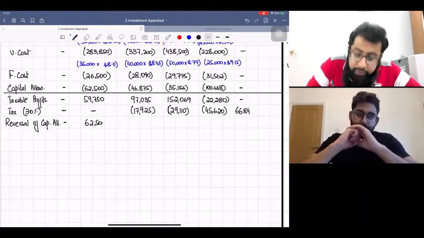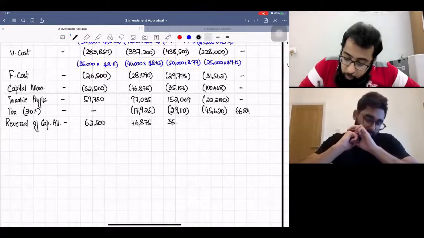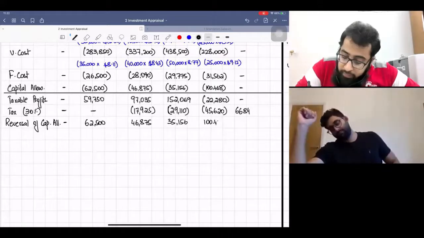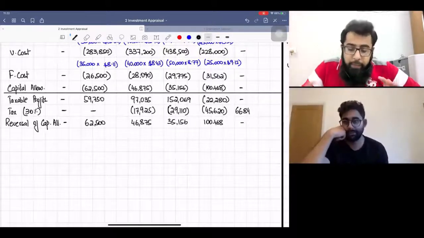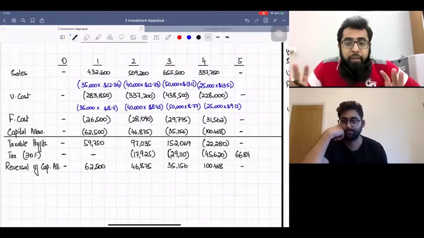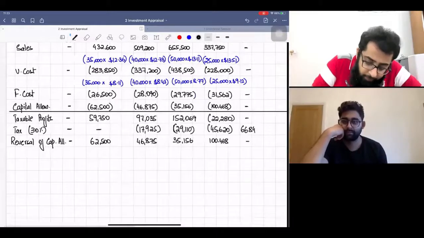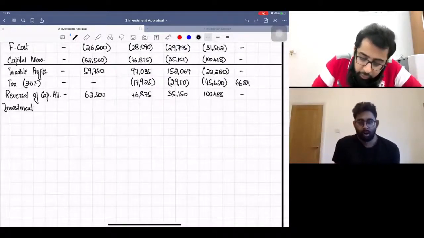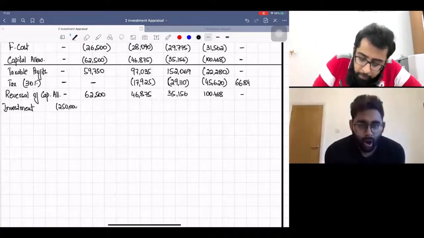62,500. We only deducted it for tax calculations. 46875, 35156, and 100468. Okay. I hope that you are understanding it. Now, once I'm done with the tax, now I'm free. I can put any cash flow now. Now I will put the investment of machine. Investment of machine was $250,000 in year 0.